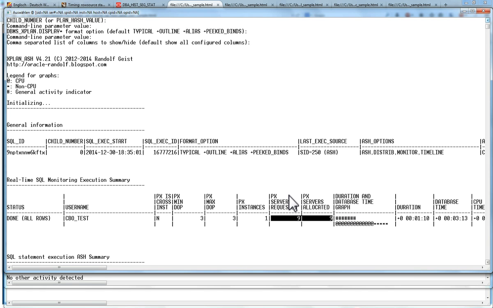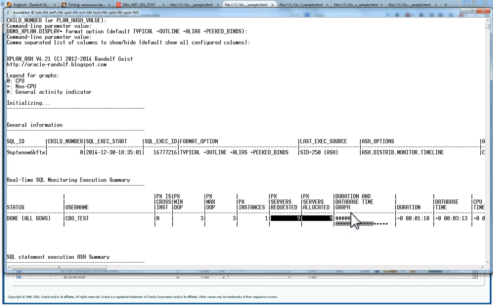The reason why you see here PX servers requested and PX servers allocated is that if PX servers allocated is less than PX servers requested, this means you have a case of a downgrade where some part of the execution or the overall execution ran at a lower degree than originally determined by the optimizer. So there are various reasons why at runtime you might get such a downgrade, but in order to be able to see whether you had a downgrade or not, both values are shown. So if, like here, those two values are the same, then no downgrade happened. If allocated is less than requested, then a downgrade happened.